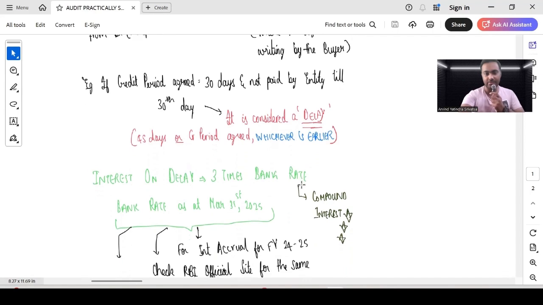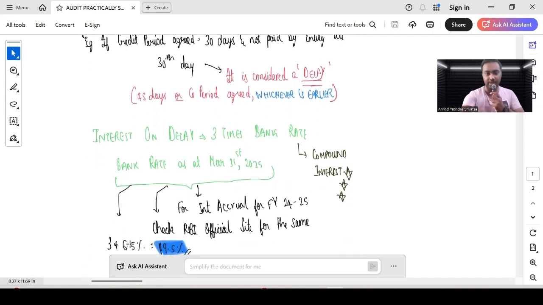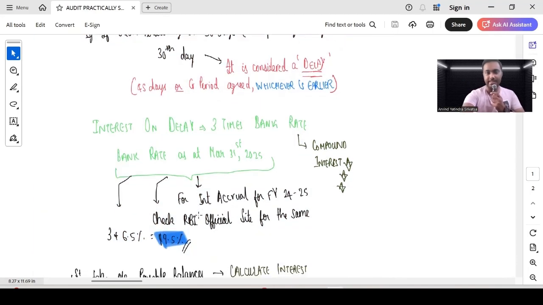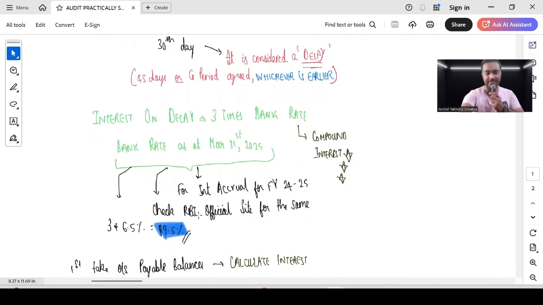So as on March 31, 2025, the bank rate was 6.5%, guys. You can trace this to the RBI website. In case you're not able to find it, let me know. I'll also reply to you guys in the comments with the link of this. So 3 times the bank rate, so basically 6.5% into three times, which would amount to 19.5%, right?